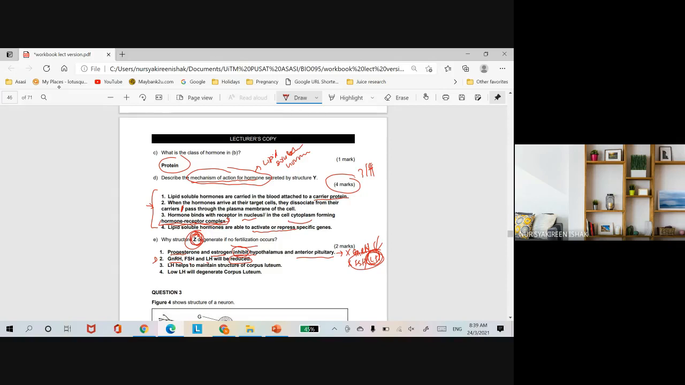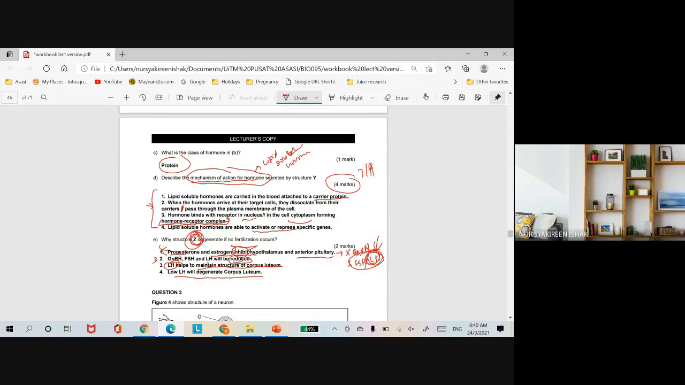The secretion of GnRH, FSH, and LH will be reduced due to the negative feedback, the inhibition caused by the high production of progesterone and also estrogen. So when there's a low amount of LH, obviously it causes the corpus luteum to disintegrate or degenerate, sebab LH is used to maintain corpus luteum. Kalau untuk part ni, awak kena tengok balik awak punya nota, slide yang ada banyak graph tu. Graph from the hypothalamus to the anterior pituitary, hypothalamus secretes GnRH, causes the anterior pituitary to secrete FSH and LH. Dia punya effect kepada ovary, causes the ovary to secrete estrogen.